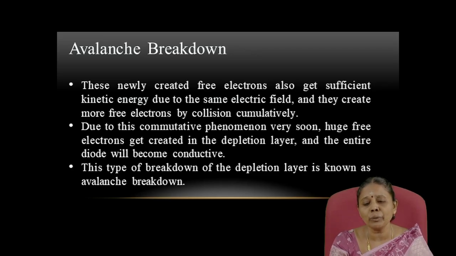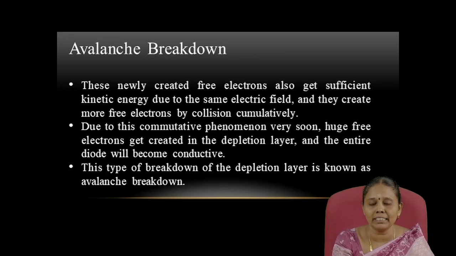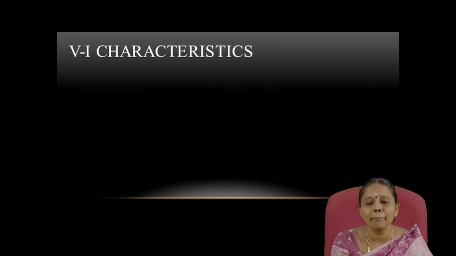Due to this cumulative phenomenon, a huge number of free electrons are created in the depletion layer. Therefore, the entire diode becomes conductive. This type of breakdown mechanism is referred to as avalanche breakdown.